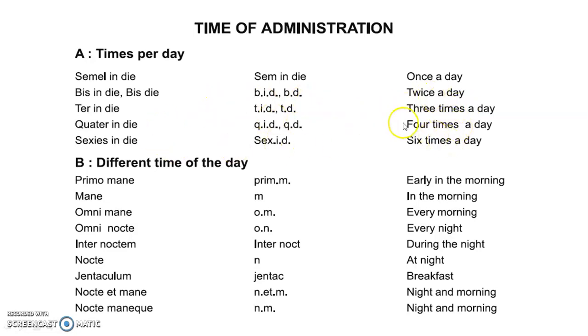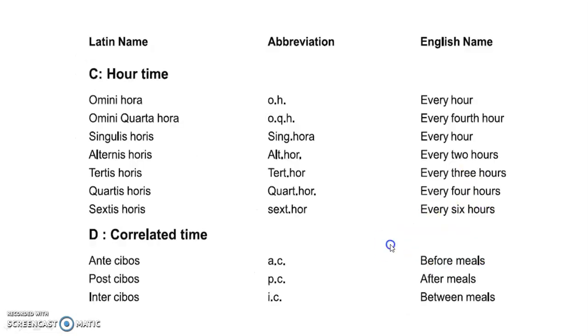Like this, the time per day, or the dosing frequency, is prescribed per time; for that particular wording, in the case of Latin terms, its abbreviation and the English translation are used. Different time of the day, that is, primo mane, prim. m., early in the morning; again mane, m., in the morning. Like that, the different times of the day are also given in the prescription.